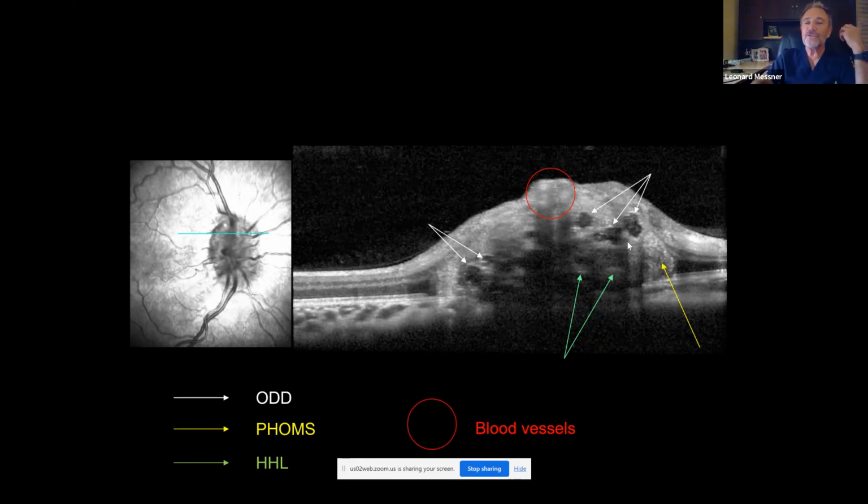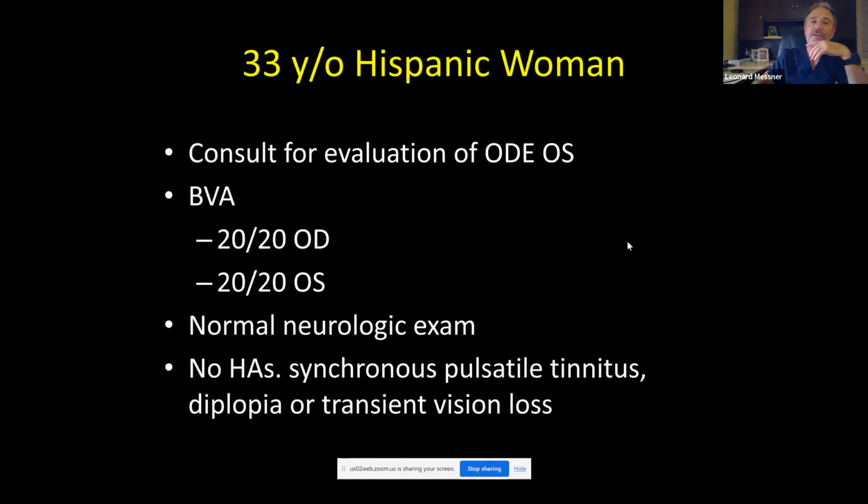So I pointed out to you here not only the drusen, but the peripapillary hyperreflective ovoid mass-like structures, the hyperreflective horizontal lines, and the retinal blood vessels. Let's take a look at another case.